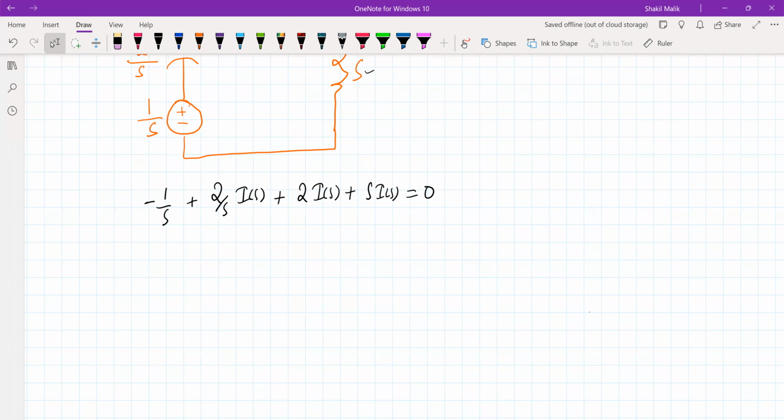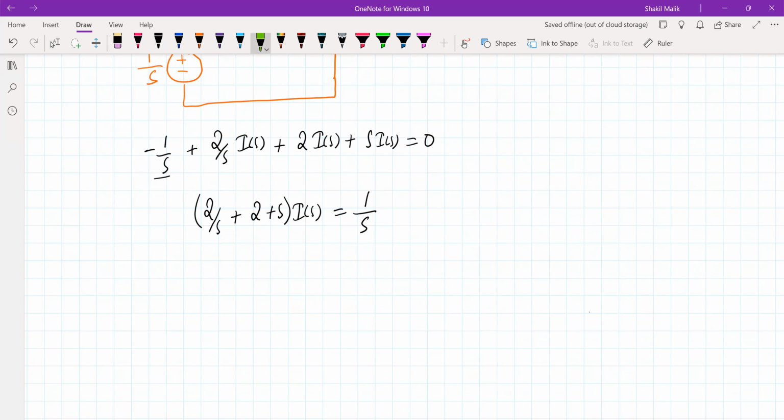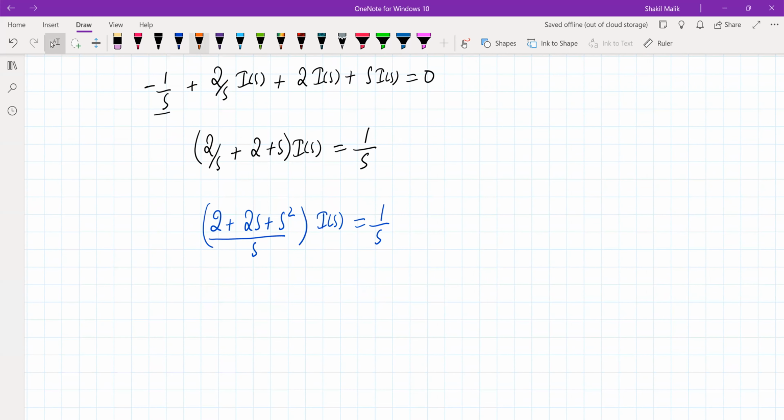So simplifying this, what we'll get? We'll get 2 by S plus 2 plus S, taking I of S common and transferring this term on the right hand side. So it will be 1 by S. Simplifying this, 2 plus 2S plus S square divided by S, I of S is equal to 1 by S. Now 1 by S will get cancelled from these two sides. So I of S will be simply 1 divided by S squared plus 2S plus 2.